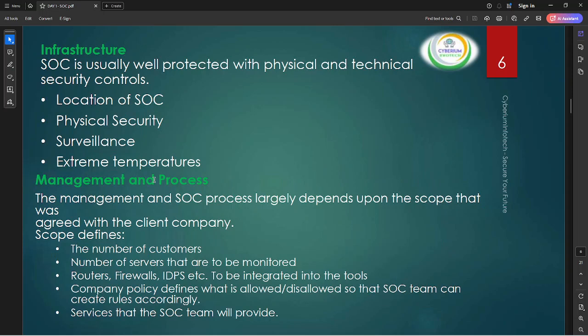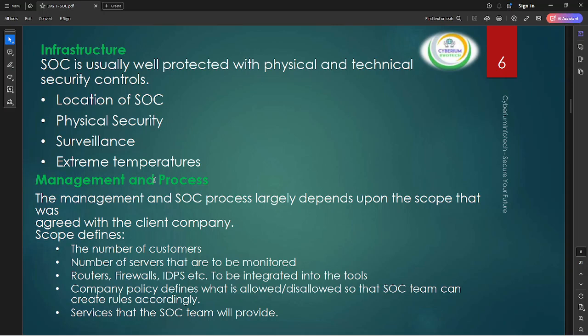After that there is infrastructure. SOC is usually well protected with physical and technical security controls. You have to find out the location of your SOC. You have to provide physical security like cameras and guards. You have to provide surveillance like CCTV cameras. You have to maintain extreme temperatures. You have to provide AC cooling, because this is a system and the system will run 24/7. It will heat up, so you have to manage the heat. Okay. After that there is management and process.